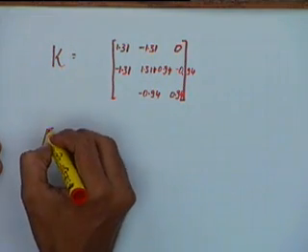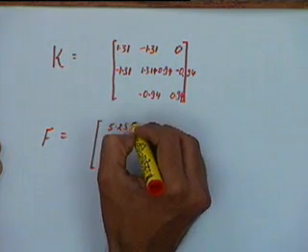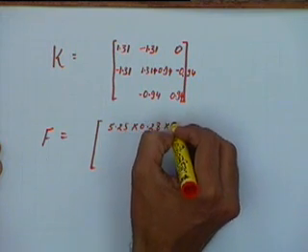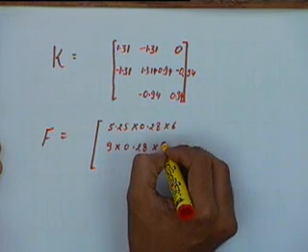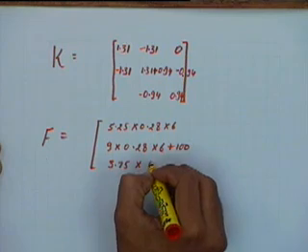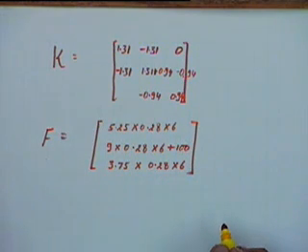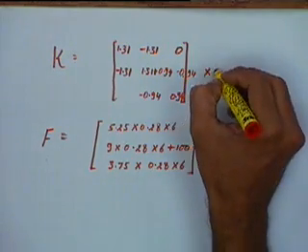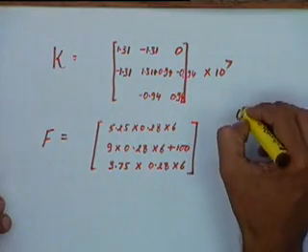And the global force matrix F, I think, was this. This is the global force matrix. I think this is multiplied by 10 to the power 7. Now the constraint that we have is Q1 is equal to 0.